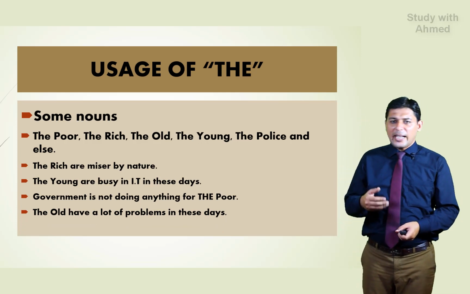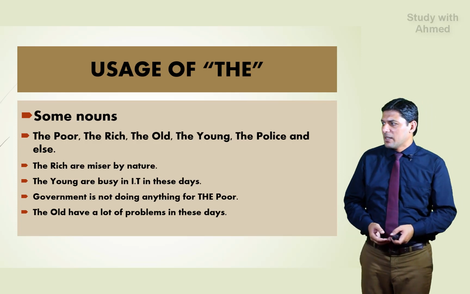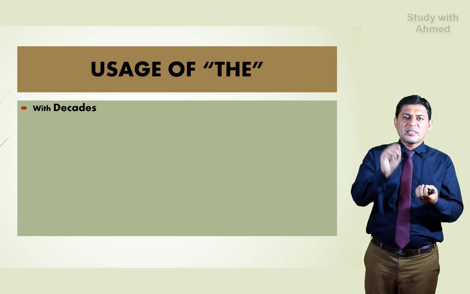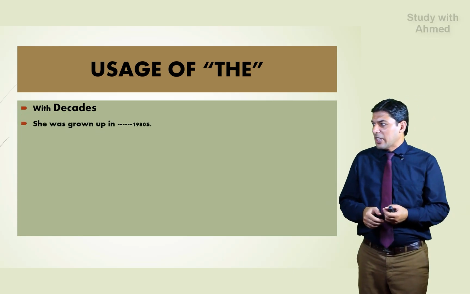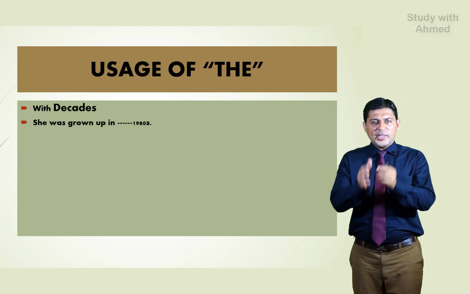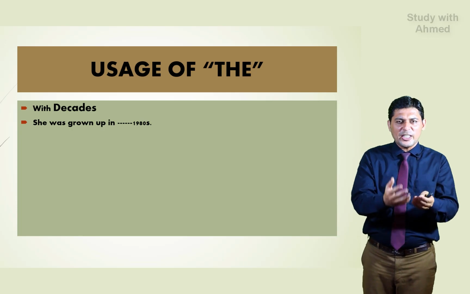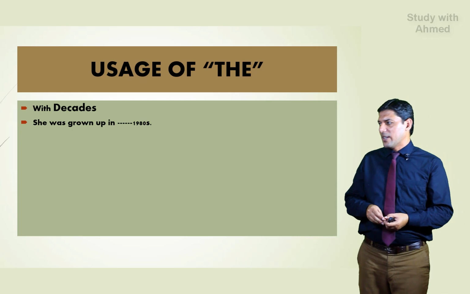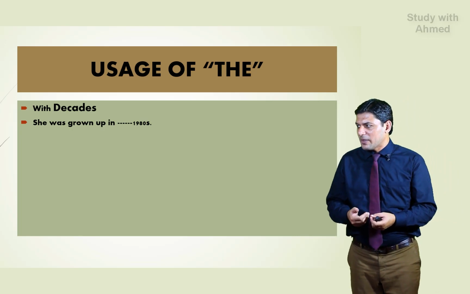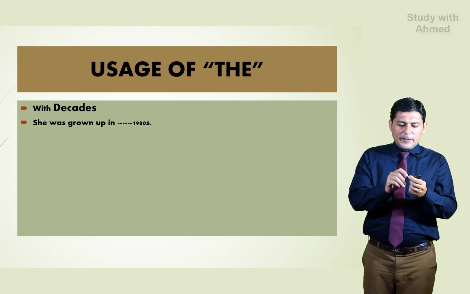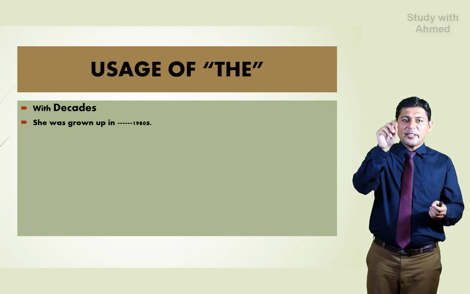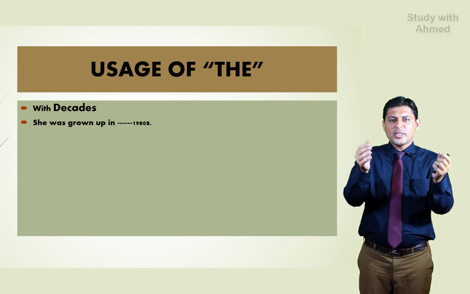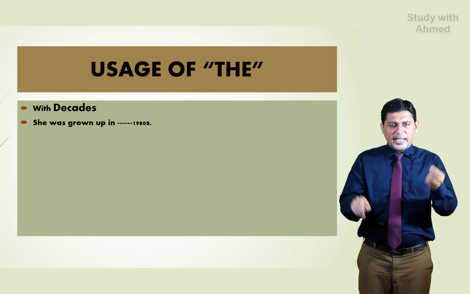Next is with decades we use "the". A decade means 10 years time. She grew up in the 1980s. Now 80s means 10 years time: 80s, 70s, 60s, 20s, 50s. So if we have 10 years time, decades, then "the". She grew up in the 1980s. If it was written, she was born in 1980, it is not a decade. 80 and 80s, both are different. 1 year and 10 years, right?